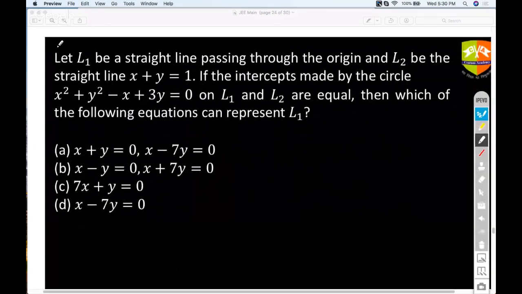That's question number 24. Let L1 be a straight line passing through origin and L2 be the straight line x plus y equal to 1. If the intercept made by the circle on L1 and L2 are equal, then which of the following equations can represent L1?